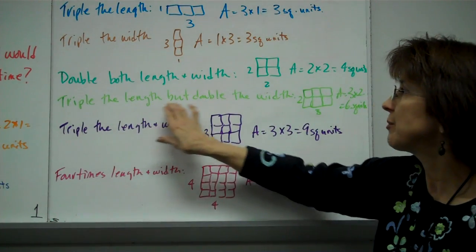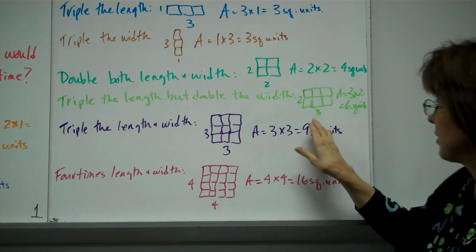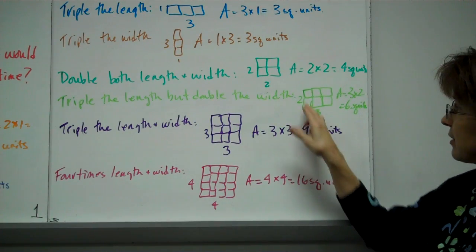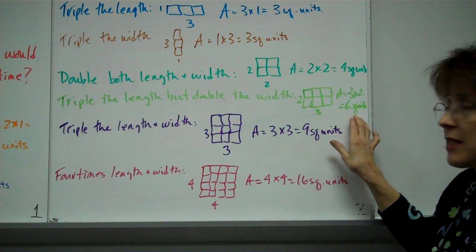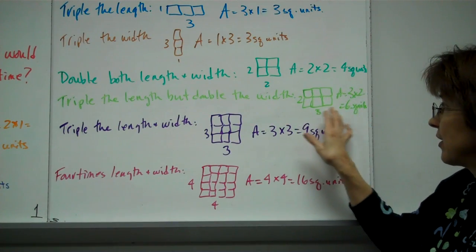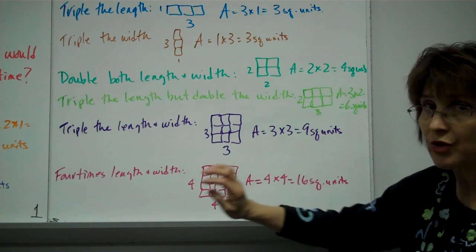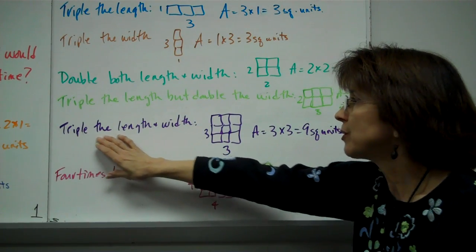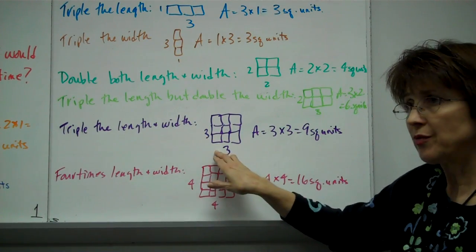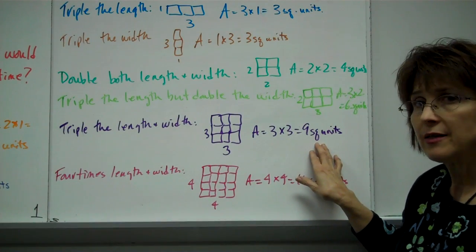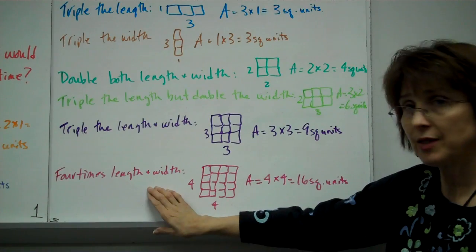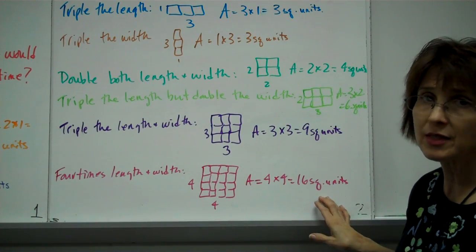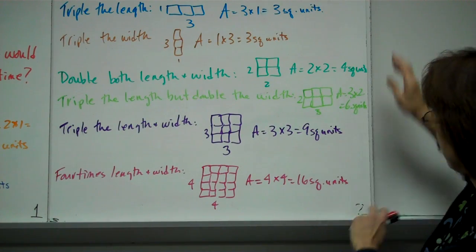When I tripled the length but doubled the width, let's see what happens here. I triple the length, so it's 3 on the bottom, it's 2 going up and down the width. Then the area is 3 times 2, and it's 6 square units. It's 6 times more than the original area. Well, let's triple the length and the width. That'd be 3 and 3. The area is 9, so that's 9 times more than the original one. If we do 4 times the width and length, we get 16, or 16 times more than the original one.